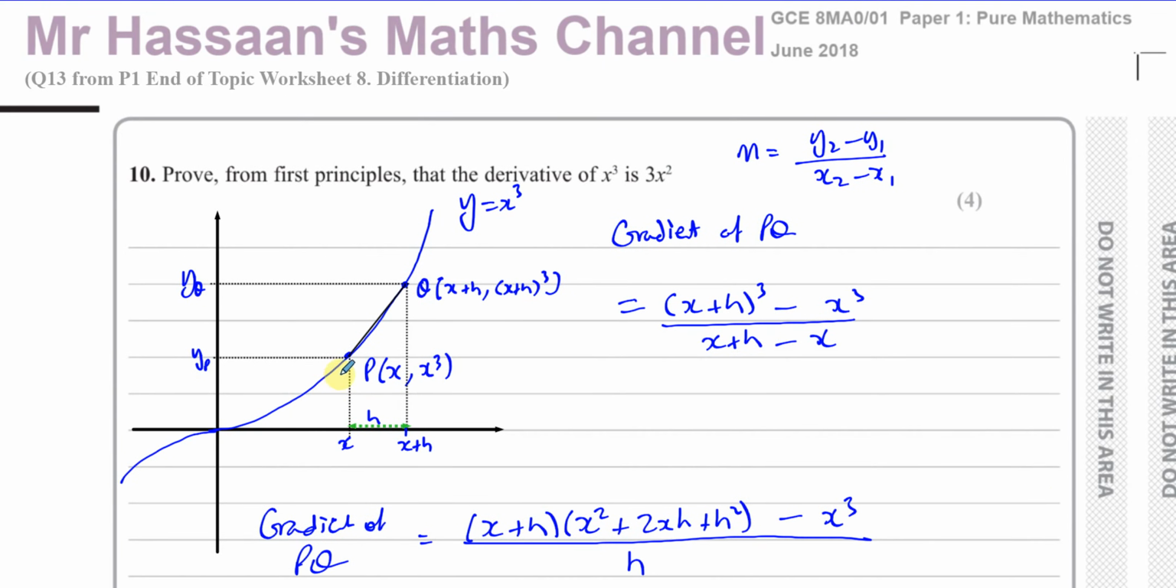So you basically choose a point, call it x, and then the y coordinate will be whatever the function is in terms of x. So y equals x cubed, you write x and x cubed. Then you choose a point that's a little bit away from the point that you chose, and you call the x coordinate of that point always x plus h. And the y coordinate of that point will always be what happens when you substitute that value of x into the equation for the graph, which is (x plus h) cubed. And then you find the gradient. So you do (x plus h) cubed minus x cubed over x plus h minus x.